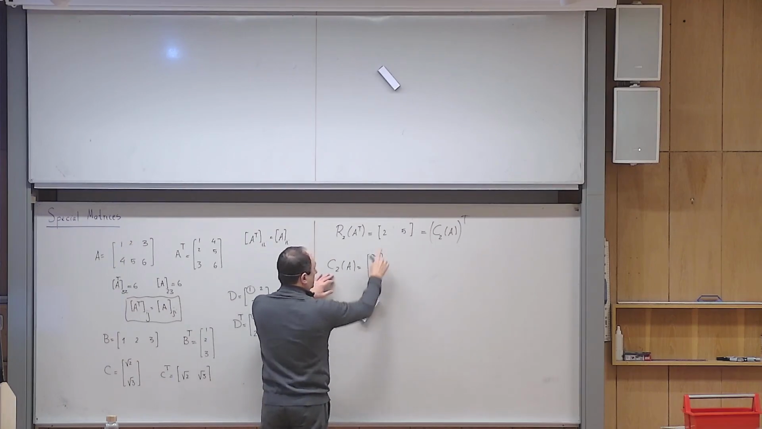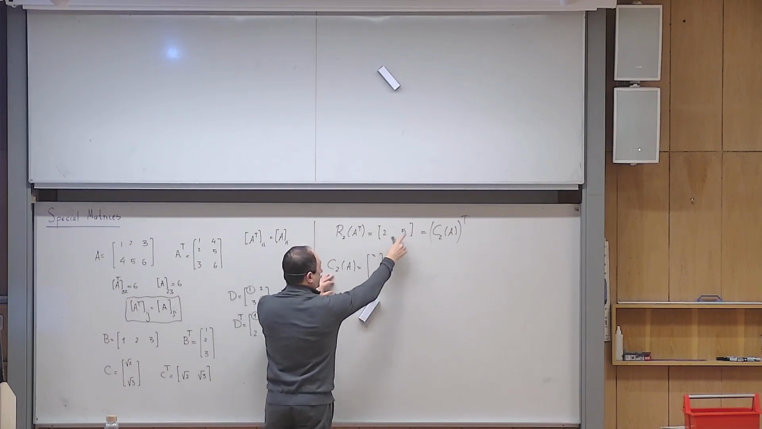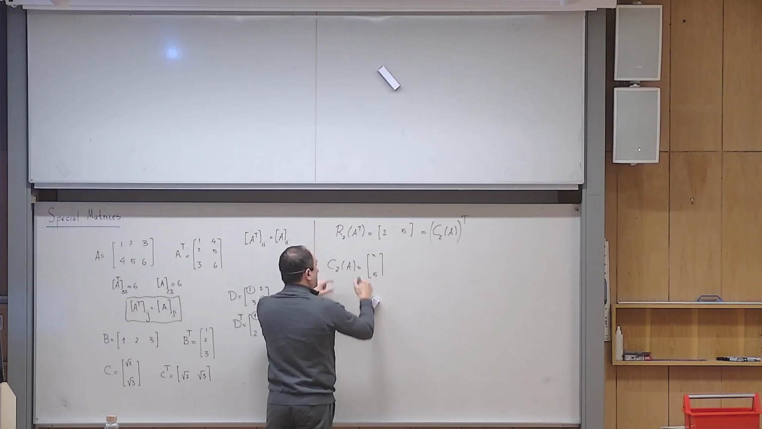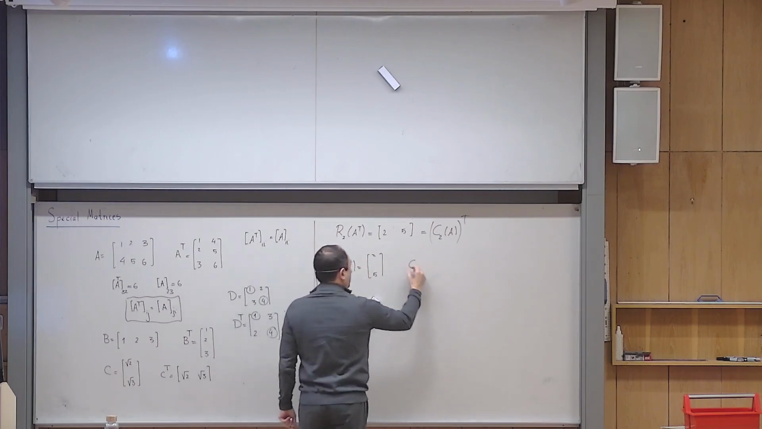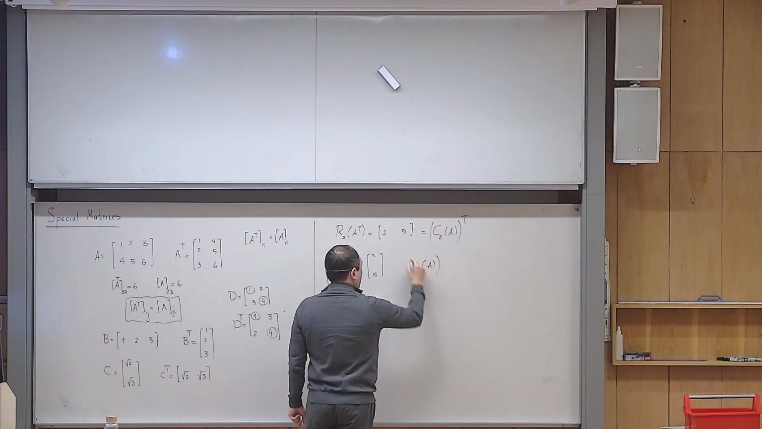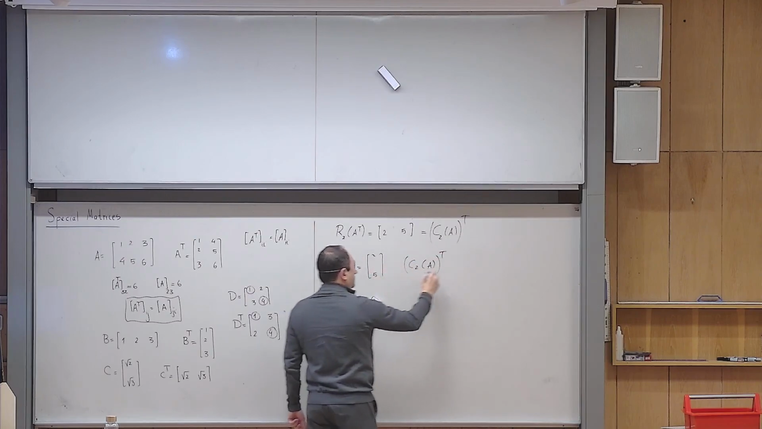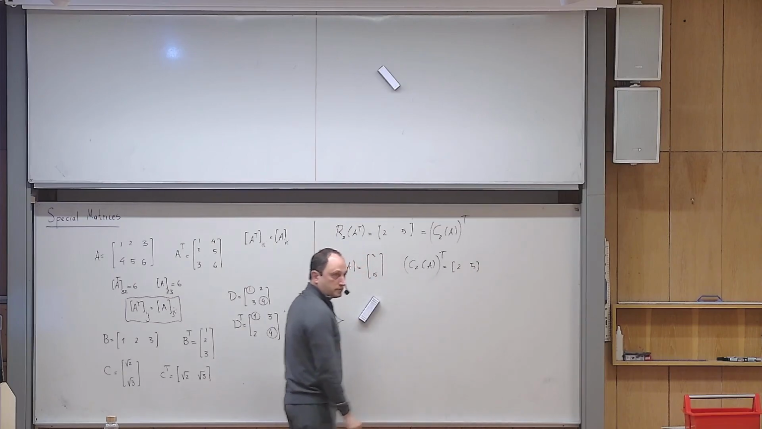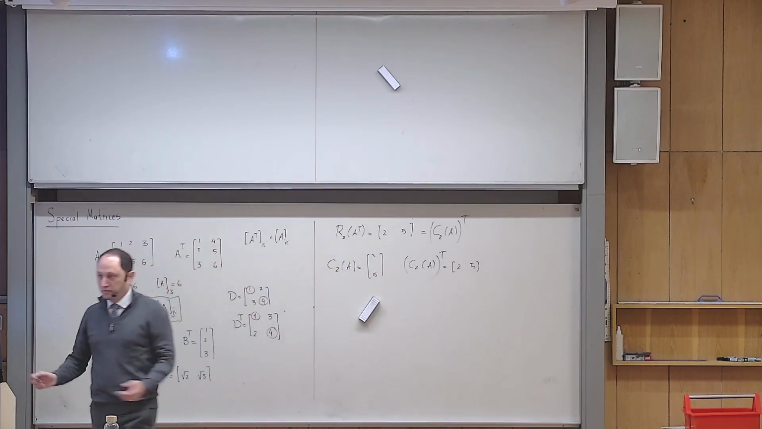It is clear that 2 and 5 in a column is not equal to 2 and 5 in this form, because this is 2 by 1 and this is 1 by 2. But if I transpose it, then I get exactly identical matrices. Yes. So this is a very simple idea.